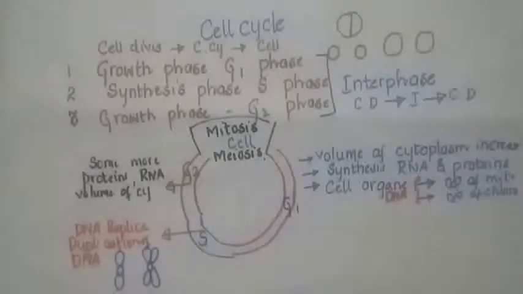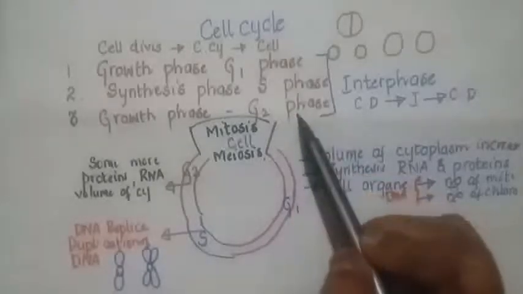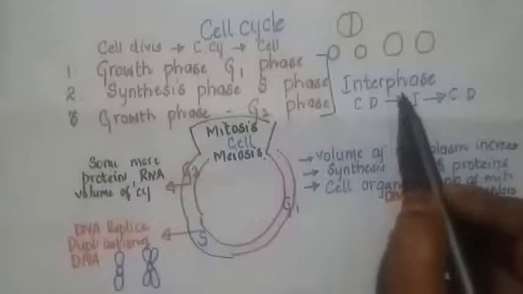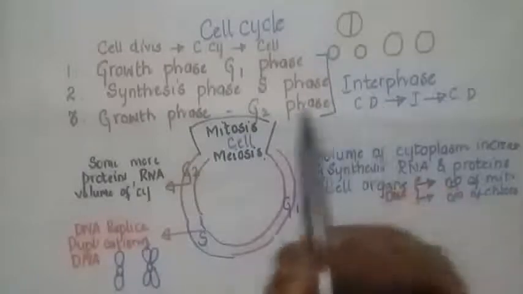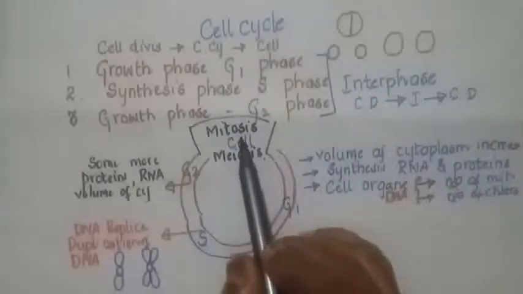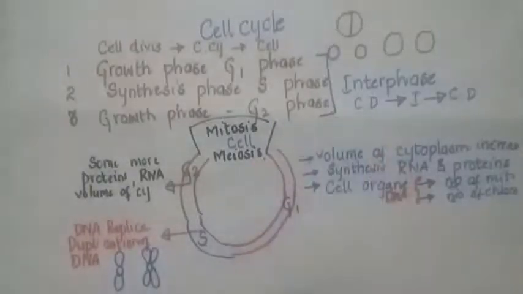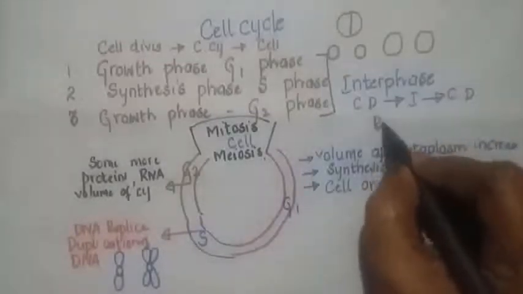Right, children? So thus I said G1 phase, S phase and G2 phase is known as an interphase. In fact, if you observe the cell in this interphase under a microscope, the cell looks inactive. It looks like the cell is actually resting without any changes.